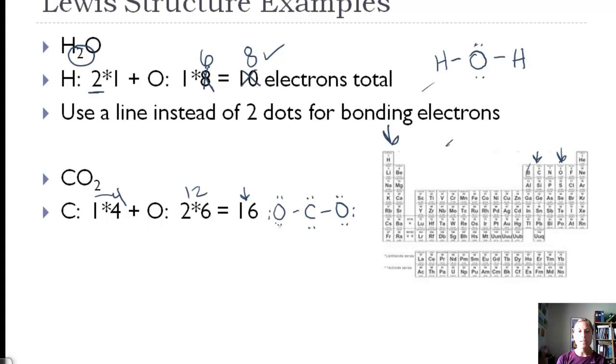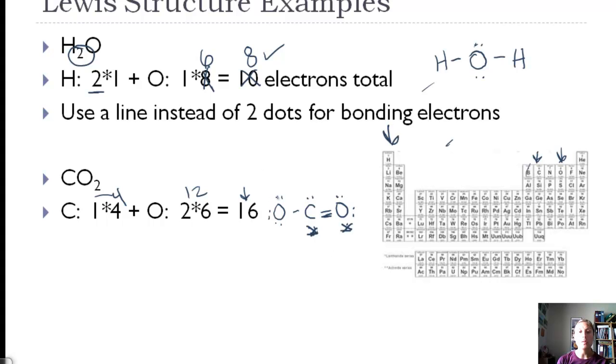So I have 2, 4, 6, 8, 10, 12, 14, 16, 18, 20. I have too many. So I'm going to take this pair, and instead of carbon and oxygen having their own, I'm going to have them share one. And so now I have 2, 4, 6, 8, 10, 12, 14, 16, 18.